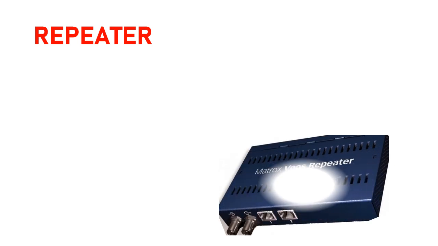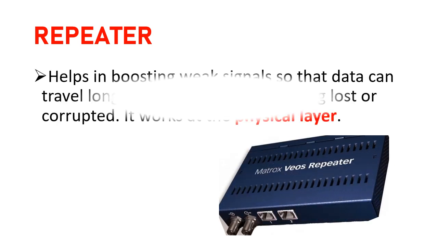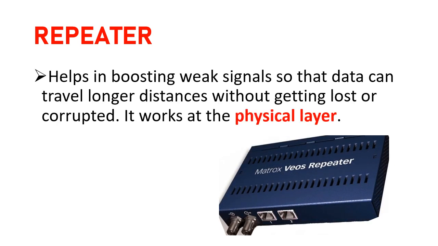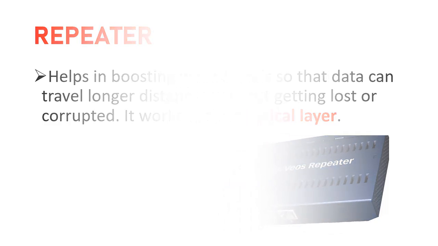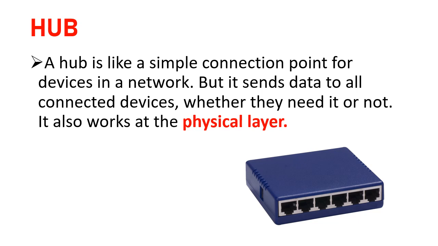First, we have the repeater. A repeater helps in boosting weak signals so that data can travel longer distances without getting lost or corrupted. It works at the physical layer. Second is the hub. A hub is like a simple connection point for devices in a network, but it sends data to all connected devices, whether they need it or not. It also works at the physical layer.